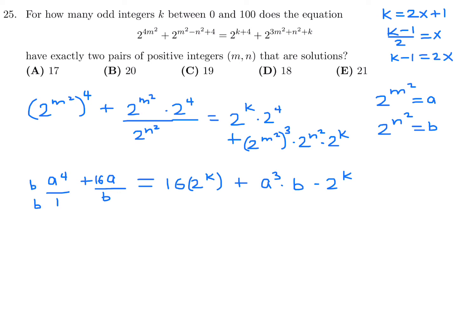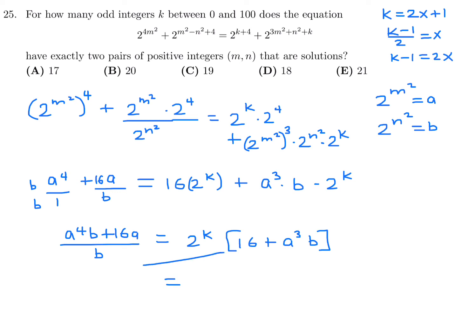Let's get a common denominator here. So this is going to become a to the power of 4 times b plus 16a over b. And on this side here, I can factor out a 2 to the power of k, and when I do, I get 16 plus a to the power of 3 times b. And let's see here. I guess we can put this in the denominator over here. And when we do, we get a to the power of 4 times b plus 16a, and that will become 16b plus a to the power of 3 times b squared, and that's just equal to 2 to the power of k.